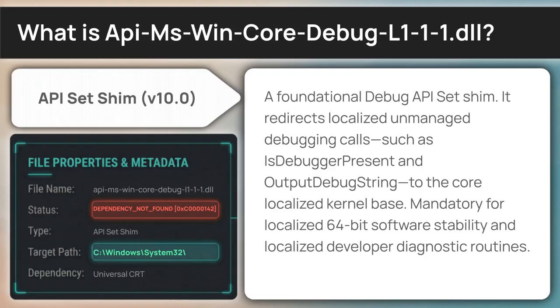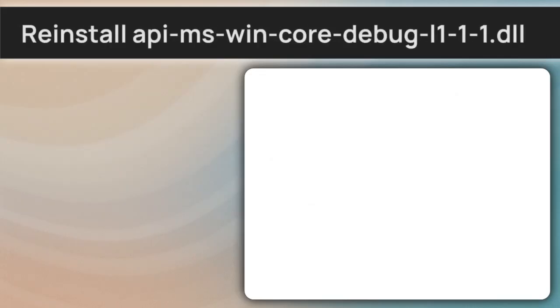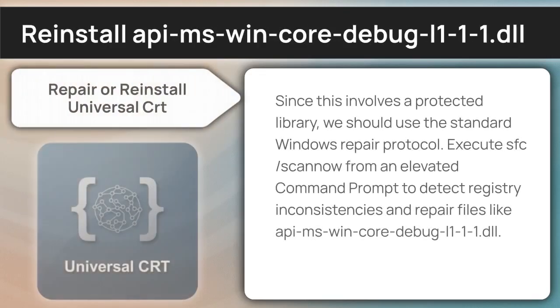Let's get to work. We'll start with the most common fix for this specific error. Since this involves a protected library, we should use the standard Windows repair protocol. Execute sfc /scannow from an elevated command prompt to detect registry inconsistencies and repair files like WinCore Debug Library DLL.